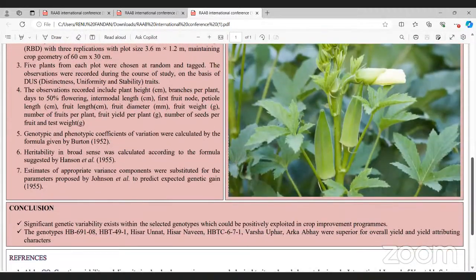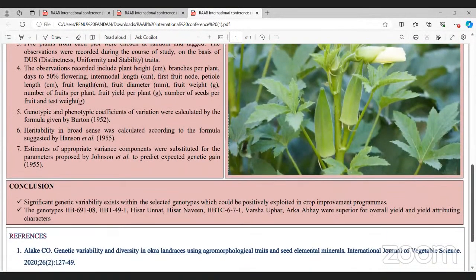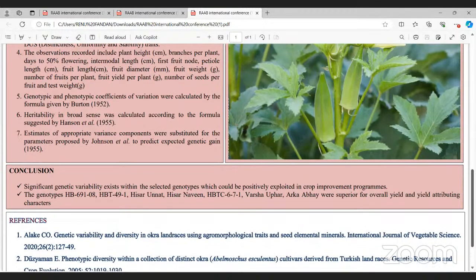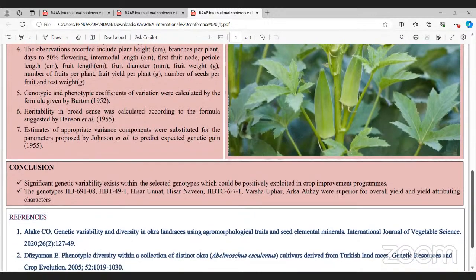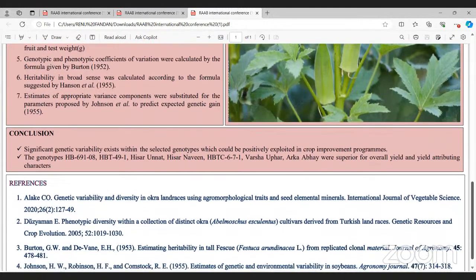The conclusion of my experiment is that significant variability exists within the selected genotypes, which could be positively exploited in crop improvement programs. From the 30 genotypes, HB69108, HBT491, the variety Hisar Unnat, the variety Hisar Naveen, and the genotypes HBTC671, Varsa Ukhar, and Arka Abhay were superior for overall yield and yield attributing characters, and these genotypes can be used in further breeding programs for improvement. Thank you, sir.